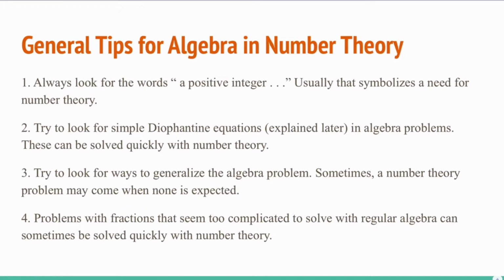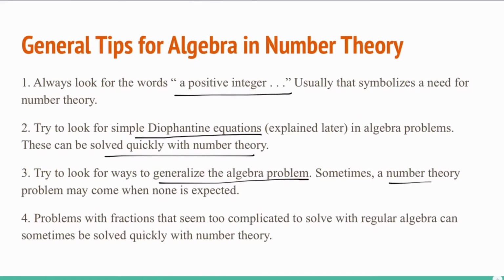Here are some general tips for algebra in number theory. Always look for the words "a positive integer"; usually that symbolizes a need for number theory. Also, try to look for simple Diophantine equations, which I explain later, in algebra problems. These can be solved quickly with number theory. Also, try to look for ways to generalize an algebra problem. Sometimes a number theory problem may come when none is expected. And problems with fractions that seem too complicated can sometimes be solved pretty quickly with number theory.